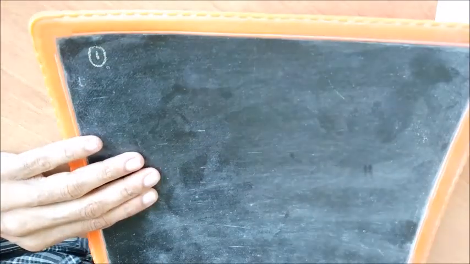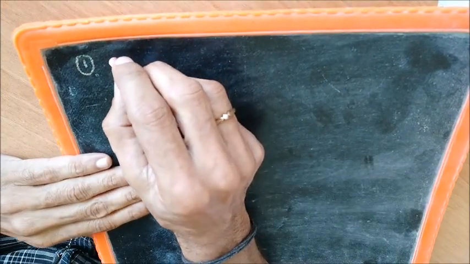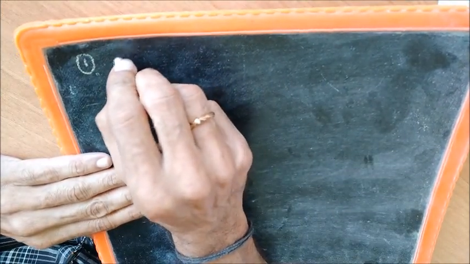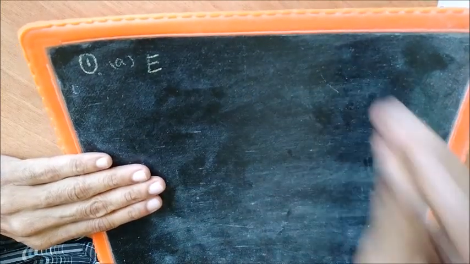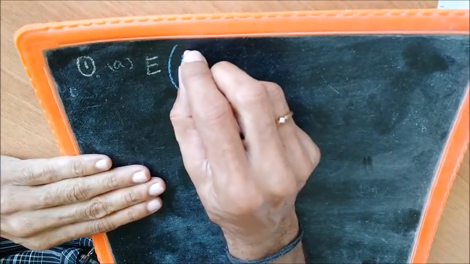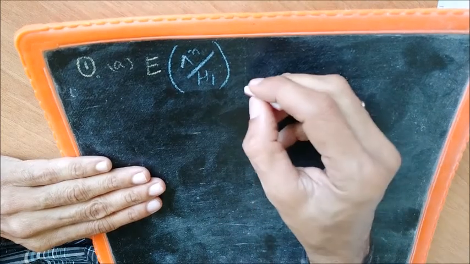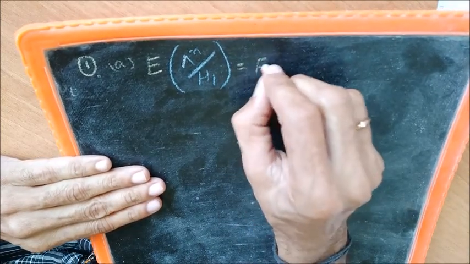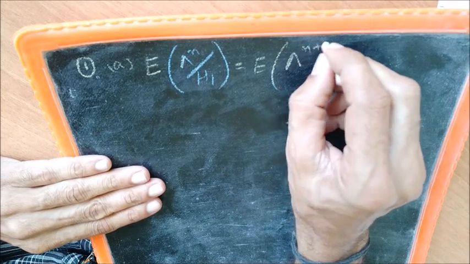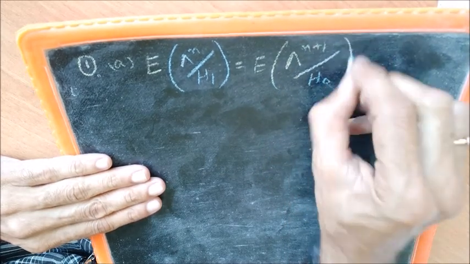We take our first example now. This is one where we have to prove certain relations connected with the likelihood ratio. This is the first solved problem in this video. What we have to prove is A. We have to show that the expected value of capital lambda raised to n given h1 is equal to the expected value of capital lambda raised to n plus 1 given h0.